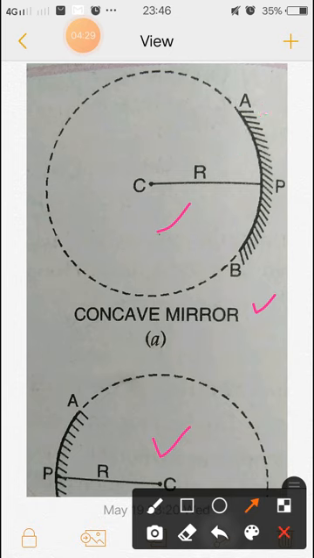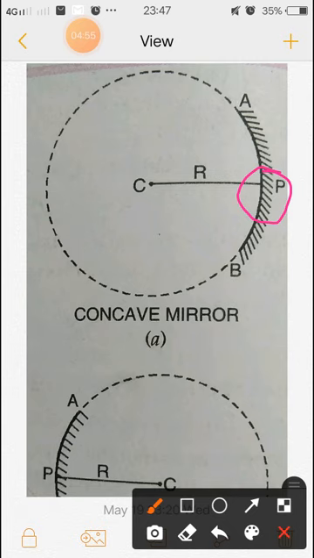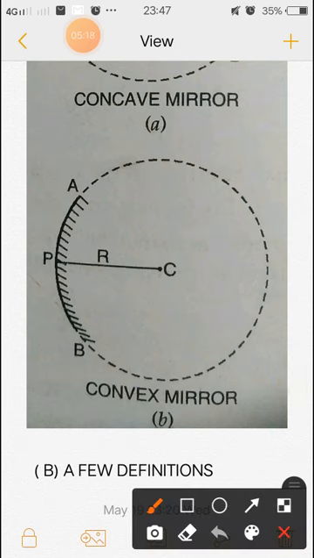The point C is called the center of curvature, and the radius CP is called the radius of curvature. P is referred to as the pole, the midpoint of A and B. AB is the mirror and P is the midpoint, so P is called the pole. Similarly for the convex mirror, this surface is the polished surface.